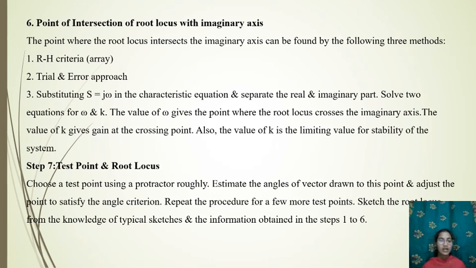The value of omega gives the point where the root locus crosses the imaginary axis. The value of K gives the gain at the crossing point. Also, the value of K is the limiting value for stability of the system.